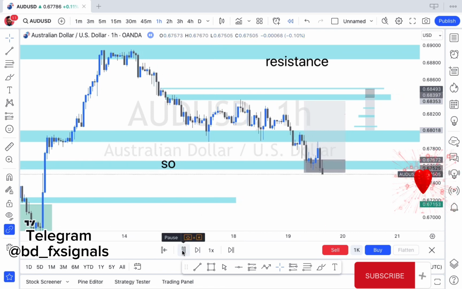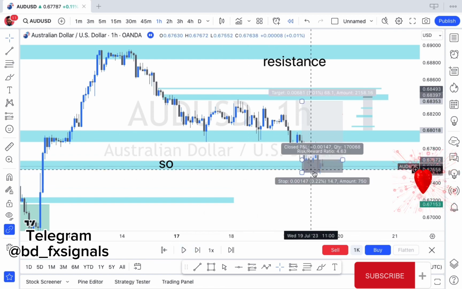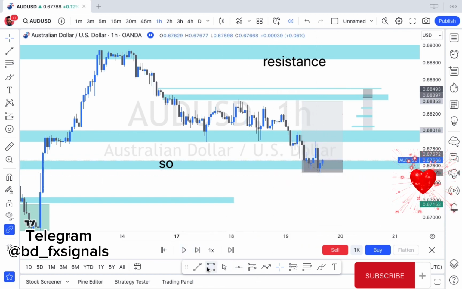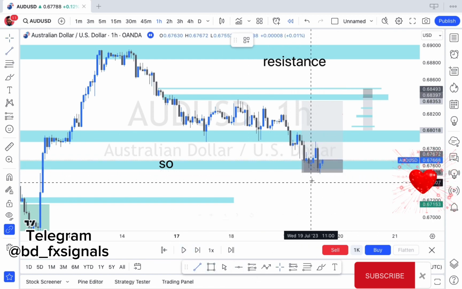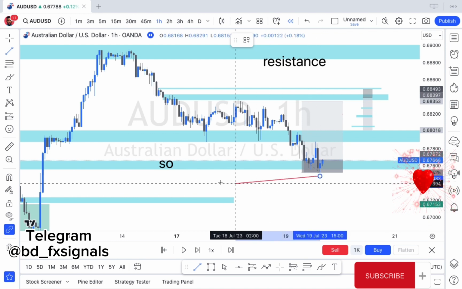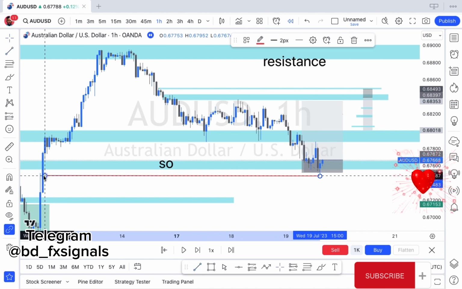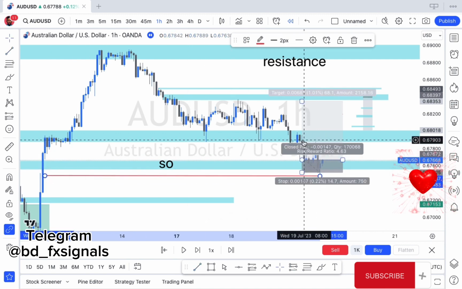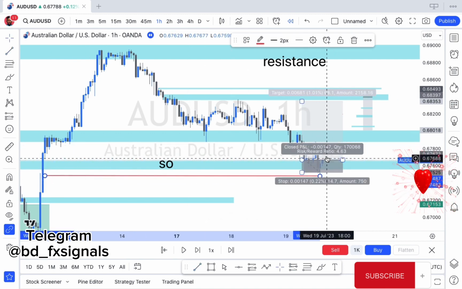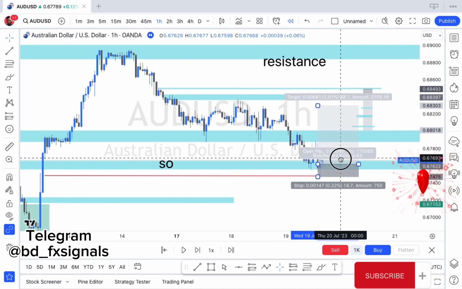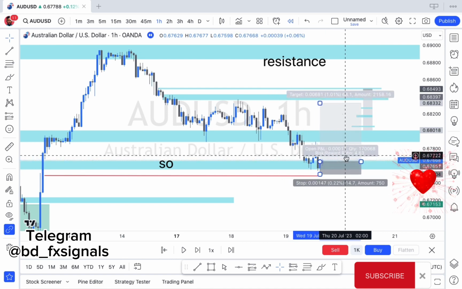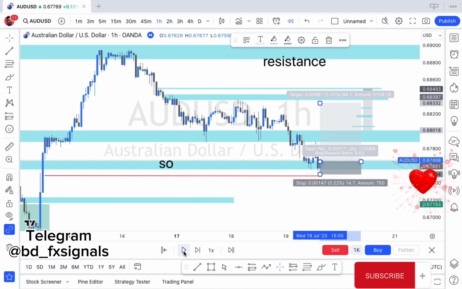Now look at that. Do you see that? The market came down and grabbed the whole liquidity at this zone. As you can see, it grabbed the liquidity. Now at this point, you can know that your POI has been confirmed. This is where you want to take your buy entries from. You get? Then let's watch what the market does after.